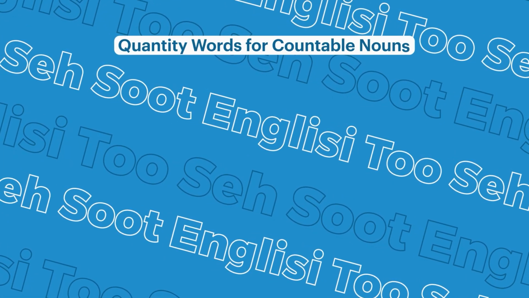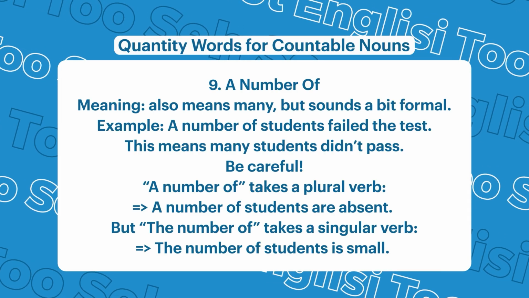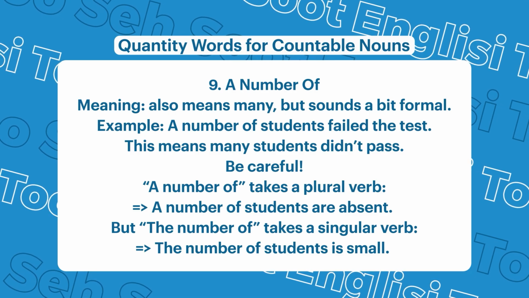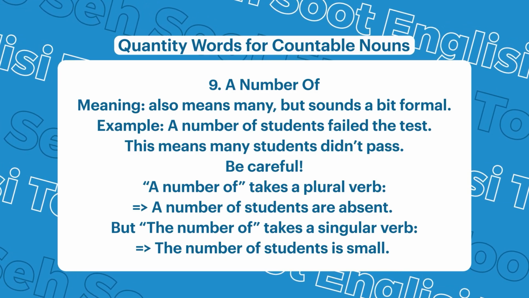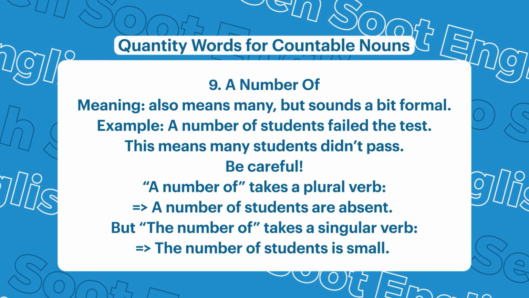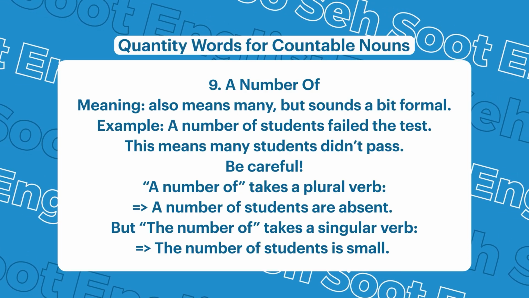Number 9, a number of. A number of means many, but it is a bit more formal. Use it to make your writing and speaking more interesting. For example, a number of students failed the test. This means many students didn't pass. It shows that a large part of the students didn't succeed.